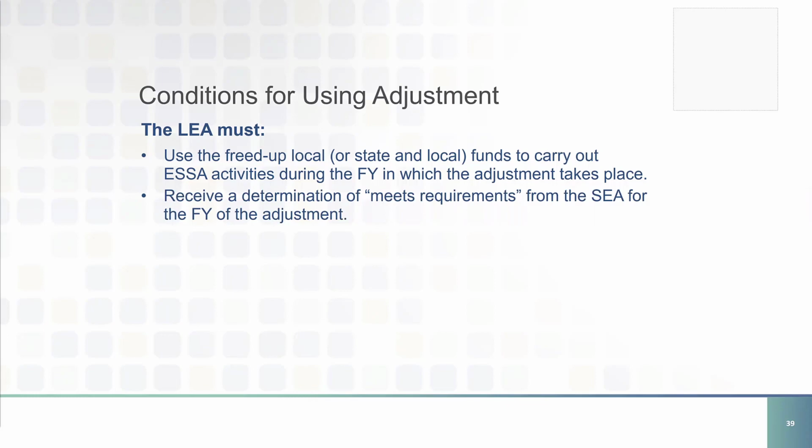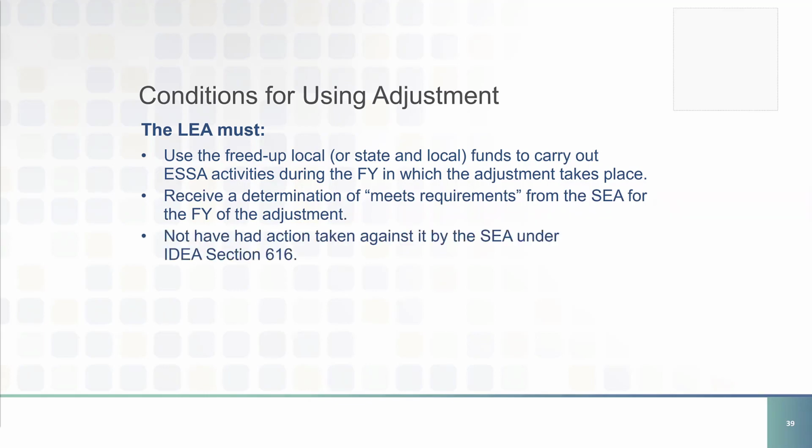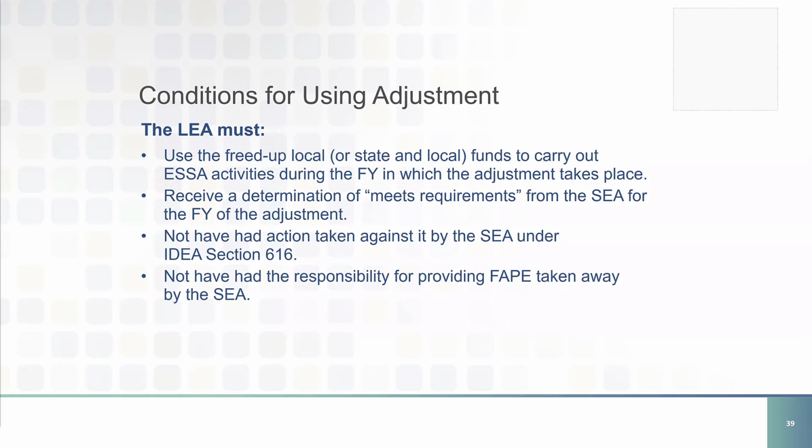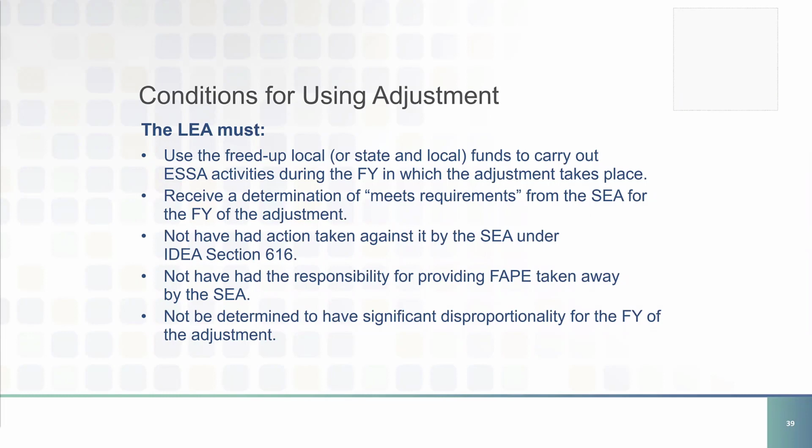An LEA must receive a determination of meets requirements from the SEA, from the state of Connecticut, in the state fiscal year in which the adjustment is taken. An LEA cannot take the adjustment if the state of Connecticut has taken action against the LEA under Section 616 of the Act, specific to monitoring, technical assistance, and any enforcement we've done. An LEA cannot take the adjustment if the SEA has determined that the LEA is unable to establish and maintain programs of FAPE. And finally, an LEA must not have been determined to have significant disproportionality for the state fiscal year in which the adjustment is taken. As you might recall, if you've been identified with significant disproportionality, there's a mandated 15% set aside that must address the area under which you've been identified.